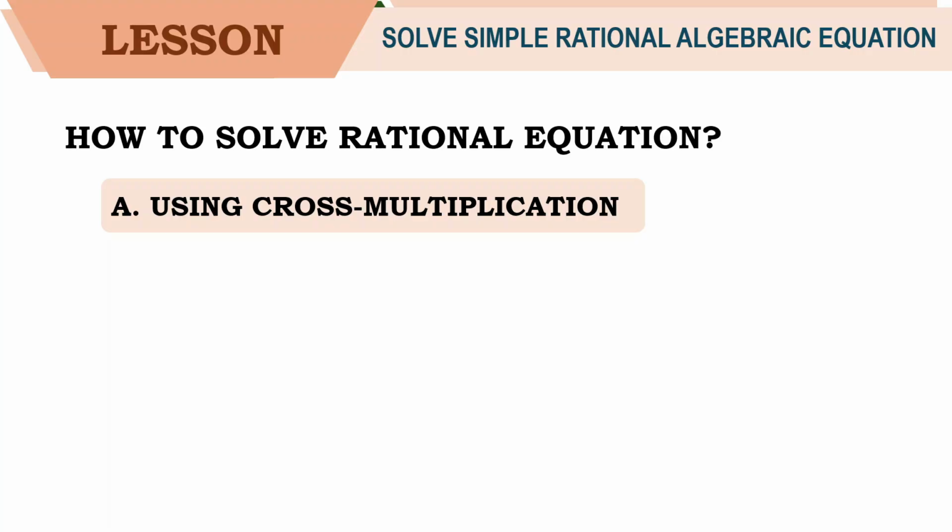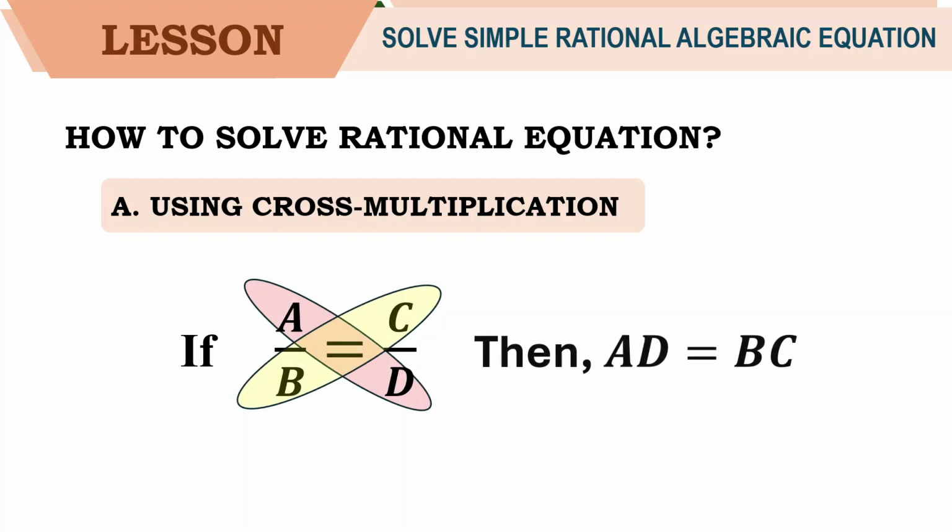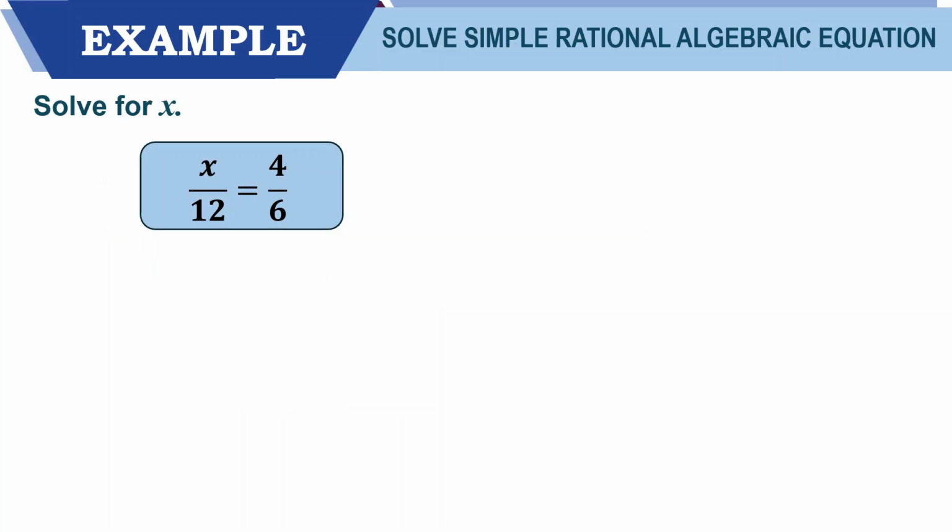The first is using cross multiplication, which says if A over B equals C over D, then AD, which is the product of the numerator of the left side and the denominator of the right side, is equal to the product of the denominator of the left side and the numerator of the right side of the equation. AD equals BC. Now let's try to apply that general rule to an actual given. Let's have x over 12 equals 4 over 6.